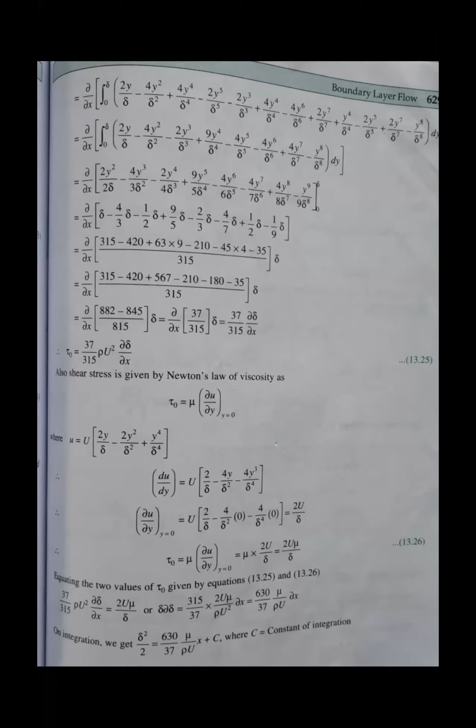dou by dou x of delta minus 4 by 3 delta minus 1 by 2 delta plus 9 by 5 delta minus 2 by 3 delta minus 4 by 7 delta plus 1 by 2 delta minus 1 by 9 delta.